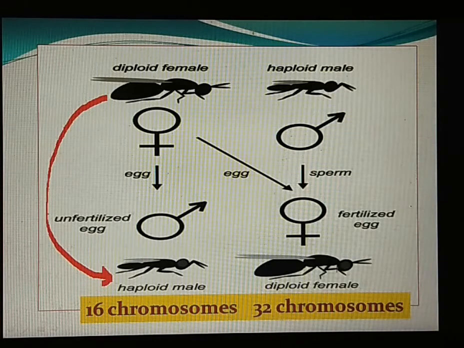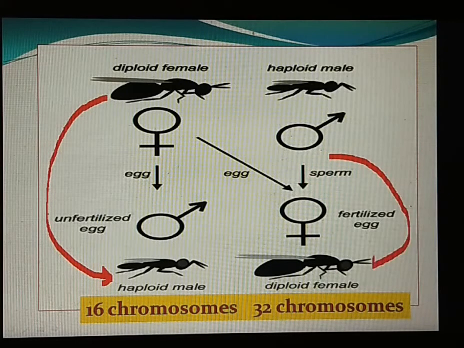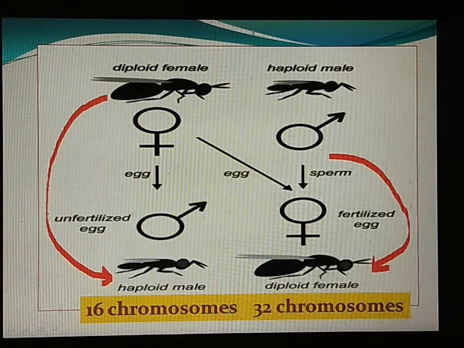Yes, and diploid females are formed from the union of male and female gamete. So therefore the diploid females, they may be queen or the worker bees, will have 32 chromosomes, whereas males which are haploid will have 16 chromosomes.